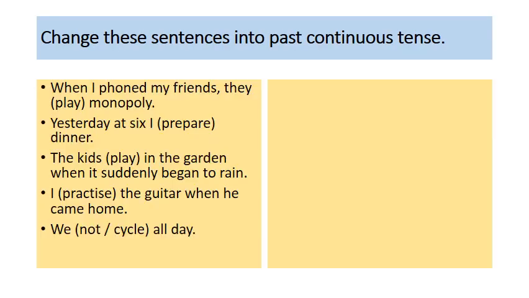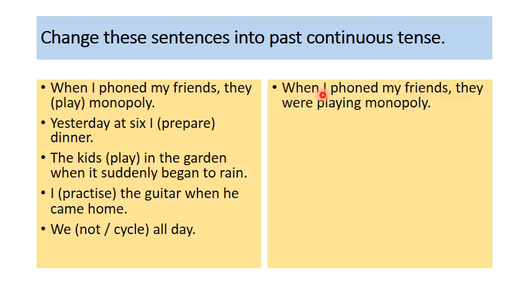Let's solve this exercise. I am sure this will help you to understand past continuous tense more easily. Change these sentences into past continuous tense. Number 1. When I phoned my friends, they play Monopoly. So what can be the correct answer? When I phoned my friends, they were playing Monopoly.